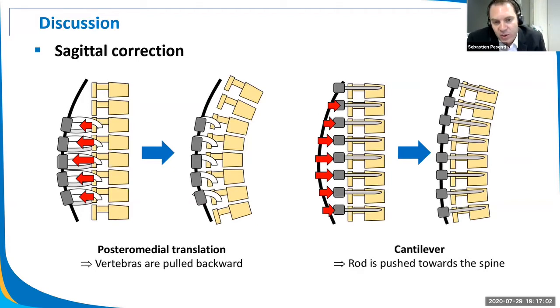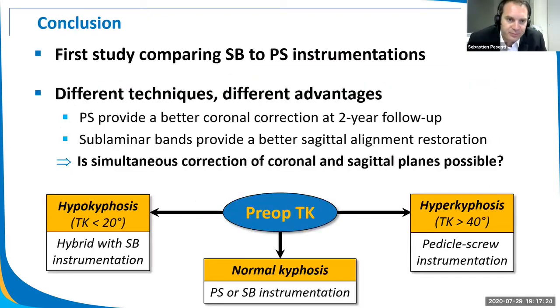Whereas with the cantilever technique, it's not particularly the pedicle screws, it's maybe just the technique of reduction, you apply great constraints over the rods and the spine, and it leads to the rod being pushed towards the spine, and then it's more difficult to increase kyphosis by doing this.